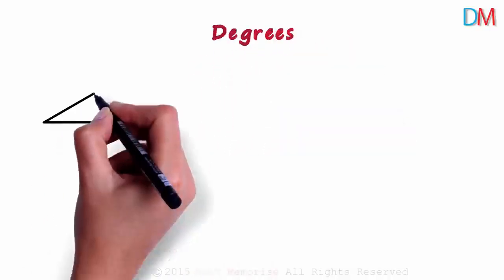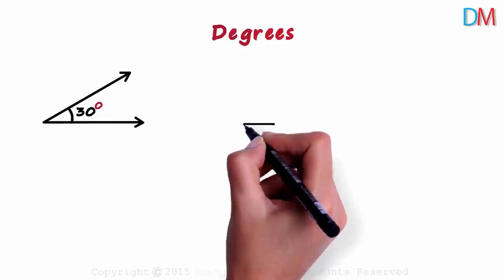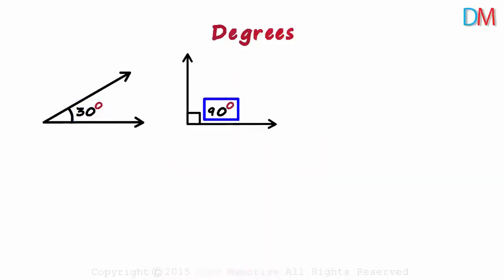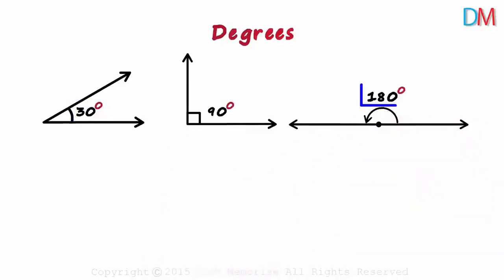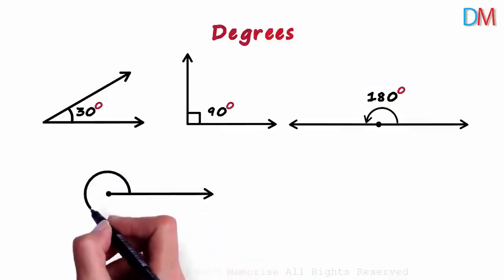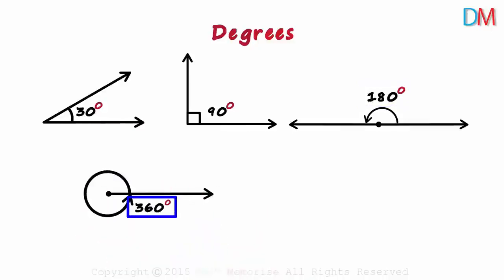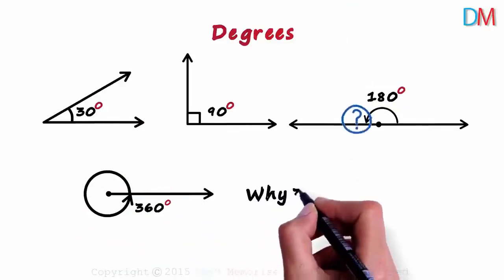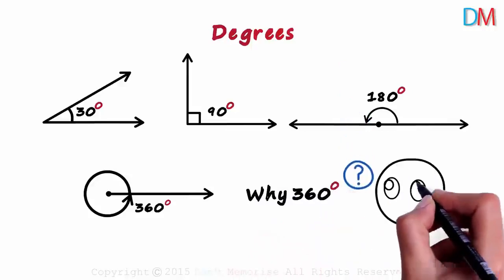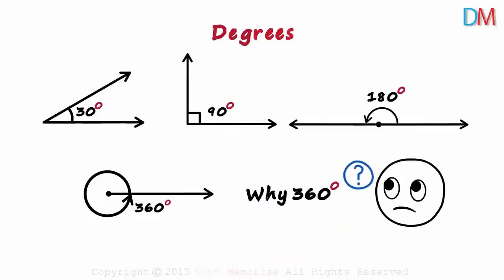In the previous video, we looked at how angles are measured using degrees. This angle would measure around 30 degrees. A right angle would measure 90 degrees, a straight line 180 degrees, and one complete rotation 360 degrees. Do you know why 360 degrees? It's somewhat arbitrary and had something to do with the base 60 number system.